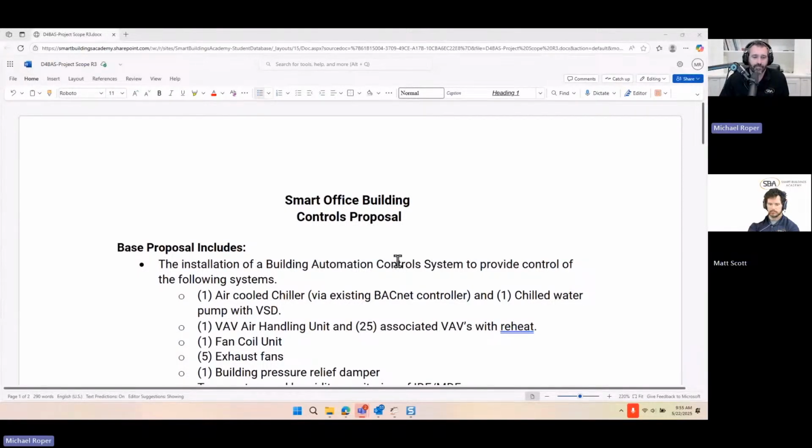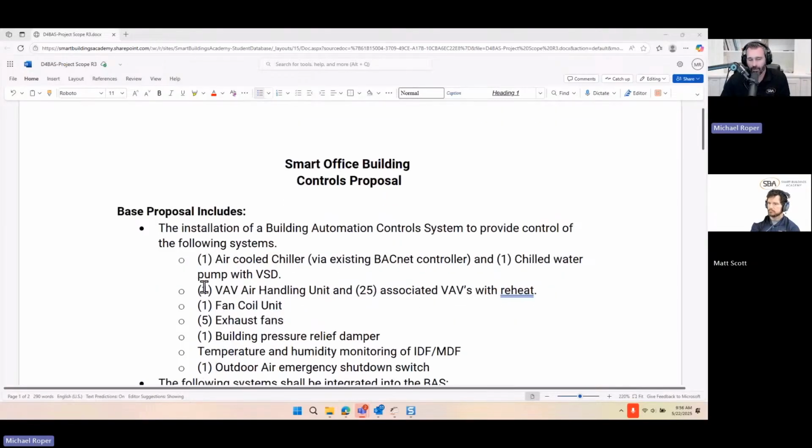Now we talked about the scope of work and why it's important. This is just a basic controls proposal. And this is really important for BAS techs and engineers and everybody really to understand, because this proposal is what we are responsible for financially and physically to install. So it's really important to have a detailed scope of work. This one's a very basic one.